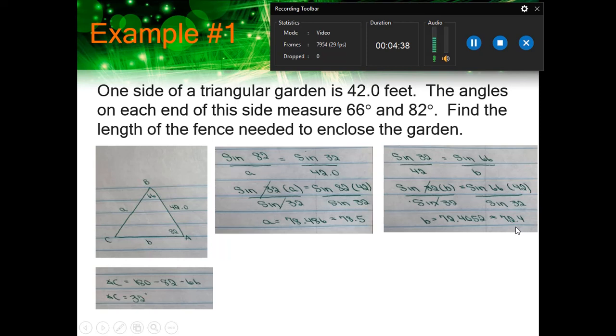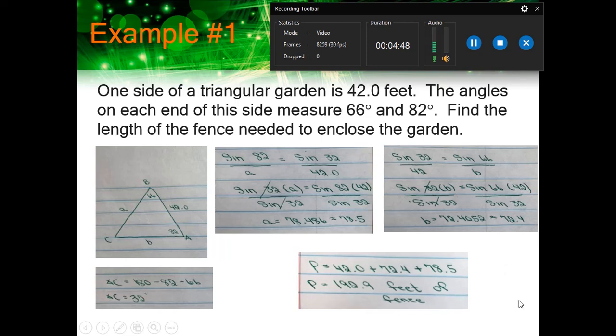While I did find three different pieces of the triangle, the question says, find the length of the fence needed to enclose the garden. This is really a perimeter problem. So I'm going to finish it up with P equals, and I subbed in the 42, the 72.4, and the 78.5, and I added them all together, and I need 192.9 feet of fence. This is a very typical Regents question with all the different parts that need to be found.